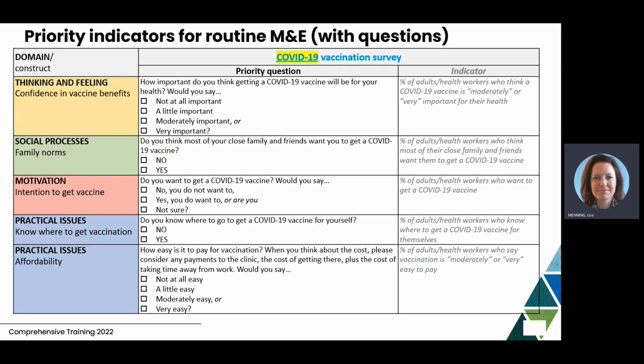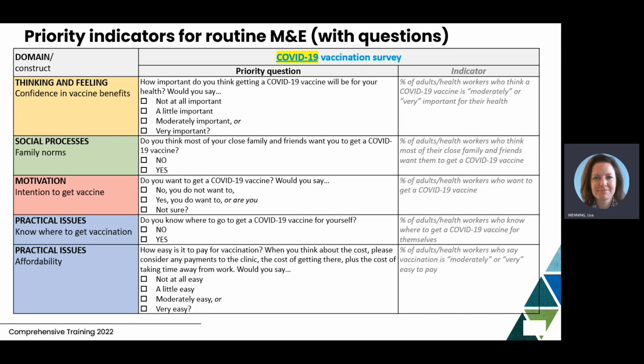And just to take a quick closer look at our priority indicators, like I said, these are the ones that we recommend for consistent and standardized use as much as possible. And as an example, here are what the questions look like. So in the last row here for practical issues and the affordability question, the question is, how easy is it to pay for vaccination? When thinking about cost, please consider any payments to the clinic, the cost of getting there, plus the cost of taking time away from work. So would you say it's not at all easy, a little or moderately easy, or very easy?